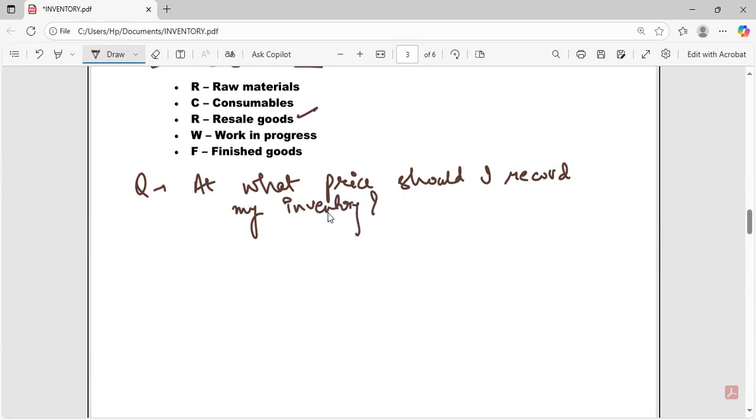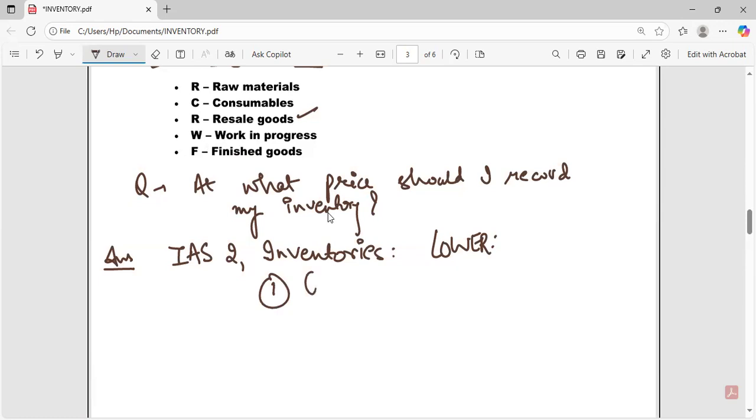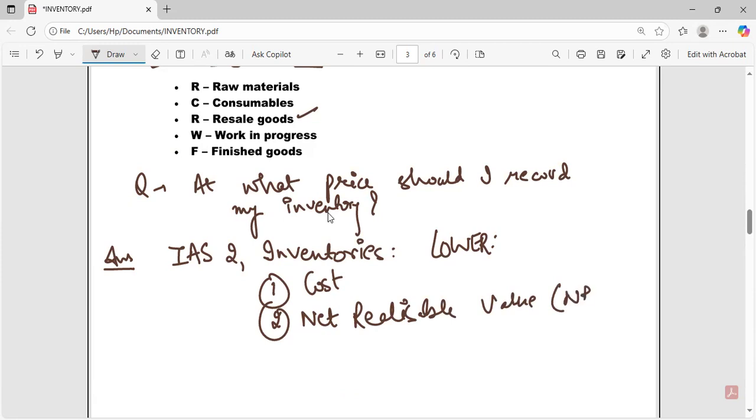So the answer to this is IAS 2, which is the inventory. This is the standard which gives us information about inventories. It says that inventories should be recorded at lower of either the cost or net realizable value, which is also known as NRV. I'm going to discuss both these things with you.